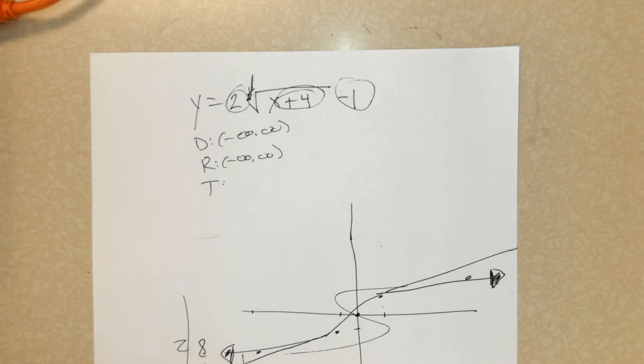So I'm going to come up here. In front, I'm going to put a 2. Oops, sorry. Inside, it's going to be a +4, and in back is a -1. And so this is what it looks like. Again, shifted left 4, down 1, and it is rising and falling at a faster pace.